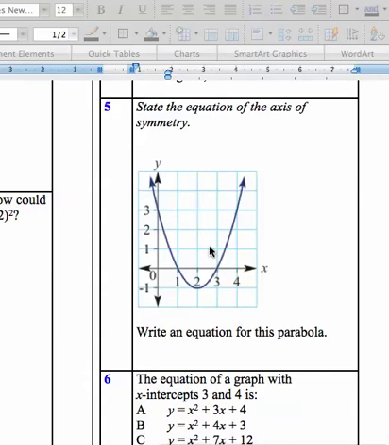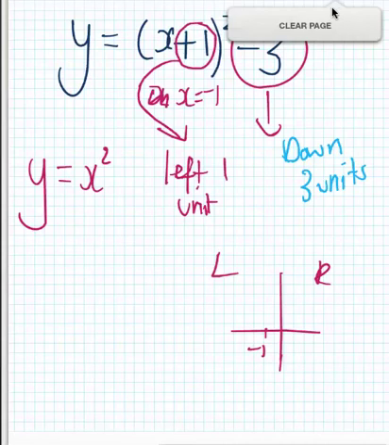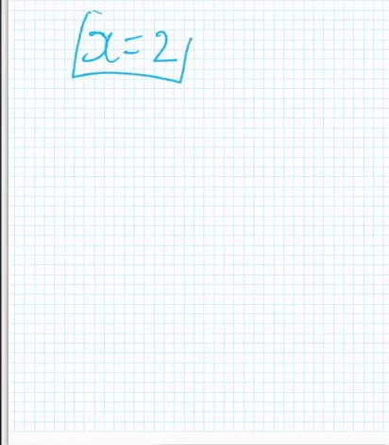So we can see here that the turning point is when x is 2 and y is -1. So when x is equal to 2, that is the axis of symmetry. To write the equation of this, all we have to do is say x equals 2. And that is an equation for a straight line.